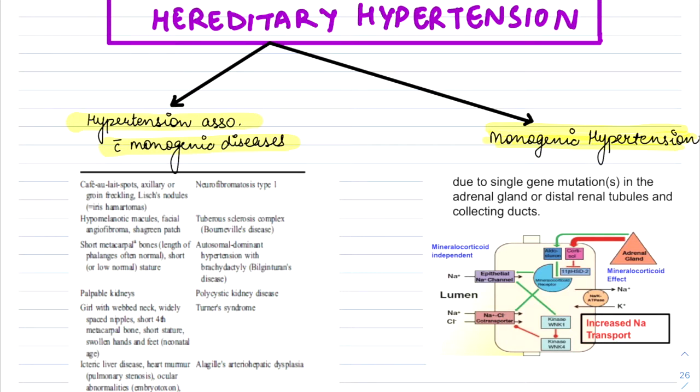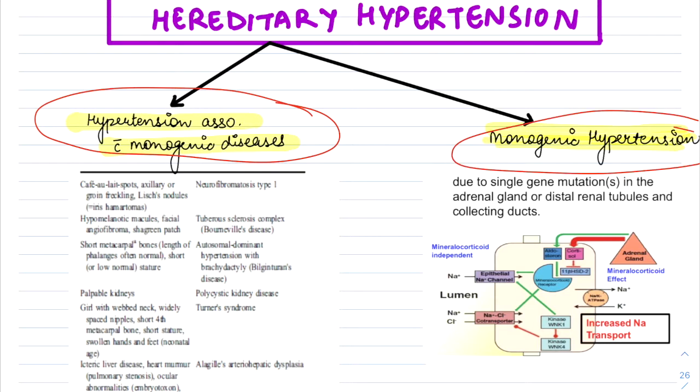In this video, I'll be discussing the hereditary causes of hypertension. So hereditary hypertension can be divided into two categories. Number one, the hypertension that is associated with monogenic diseases, and number two, the monogenic hypertension itself.